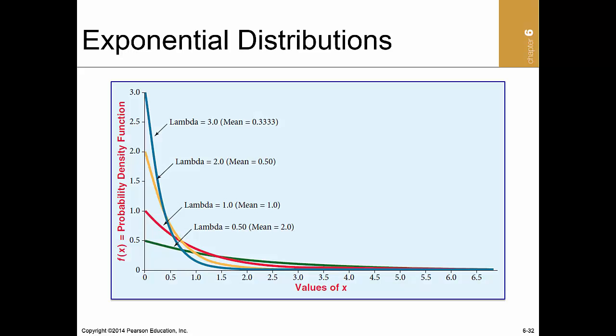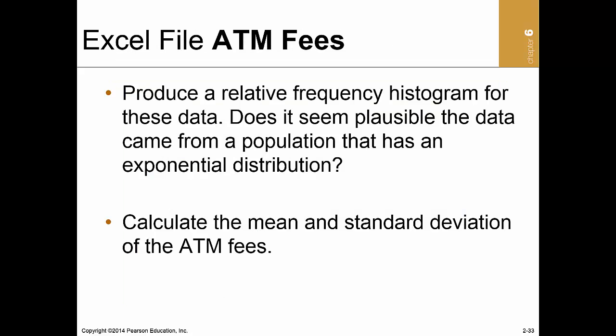If we select a value for lambda, we can graph the exponential distribution by substituting different values for x into the previous equation. For instance, this figure shows the exponential density function for lambda equals 0.5, 1.0, 2.0, and 3.0. For any exponential density function, as x increases, the function approaches 0. It can also be shown that the standard deviation of any exponential distribution is equal to the mean, 1 divided by lambda. Go ahead and open Excel file ATM fees and answer the following questions.